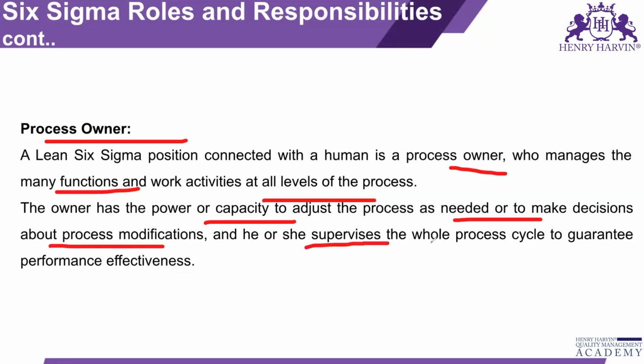They are also going to be supervising the whole process cycle to be able to guarantee performance effectiveness. Now, in short, there is a lot of difference from the project manager. A process owner should not be considered a project manager. Project manager is a very big umbrella, a huge umbrella. Process owner is one of the smallest parts.